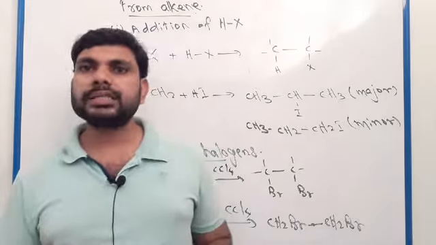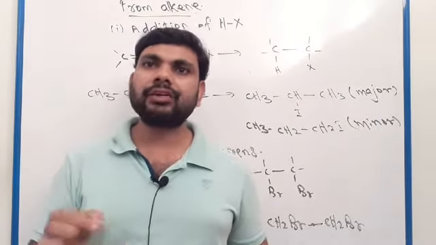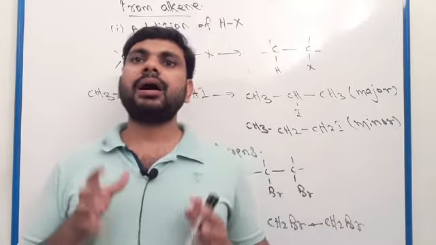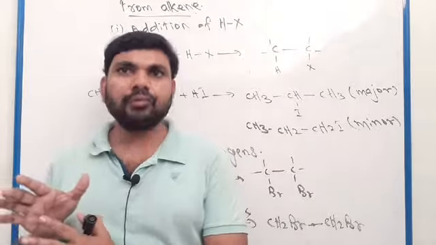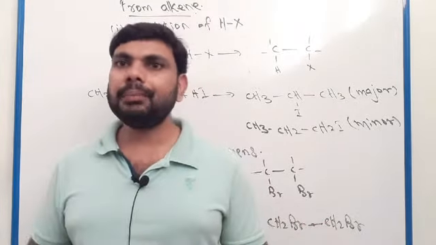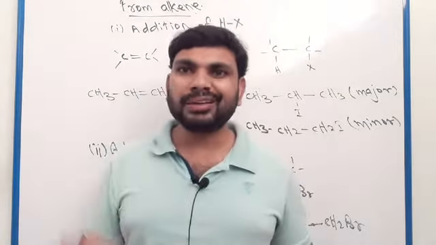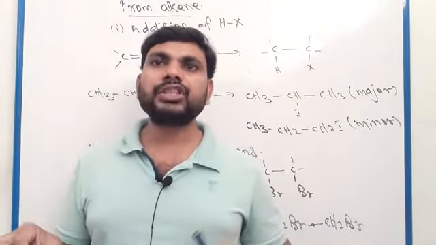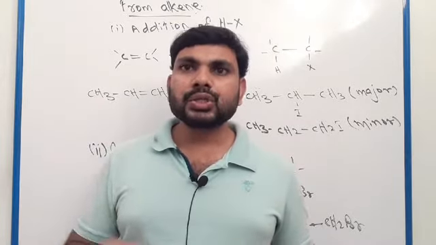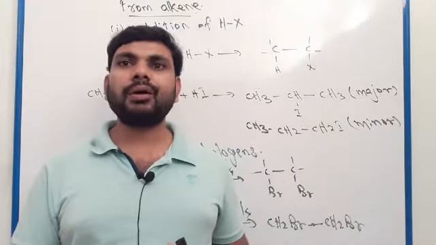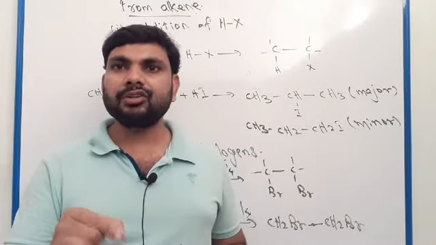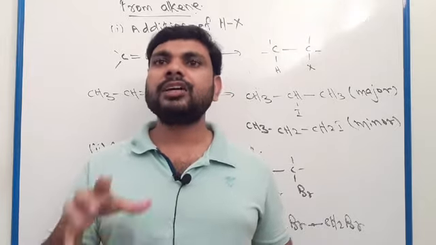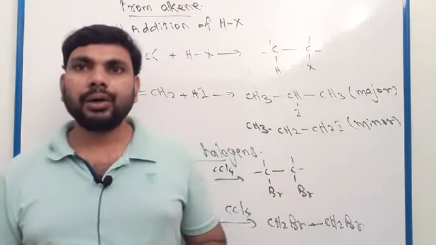We already discussed addition reactions of alkene in grade 11. Alkene undergoes addition reaction. After addition reaction, alkene will change to alkane. Alkene means a compound which contains a carbon-carbon double bond. After addition reaction, this double bond will change to single bond. Clear? So here we have to discuss addition of hydrogen halide. Hydrogen halide means hydrogen chloride, hydrogen bromide, hydrogen iodide. This is hydrogen halide.